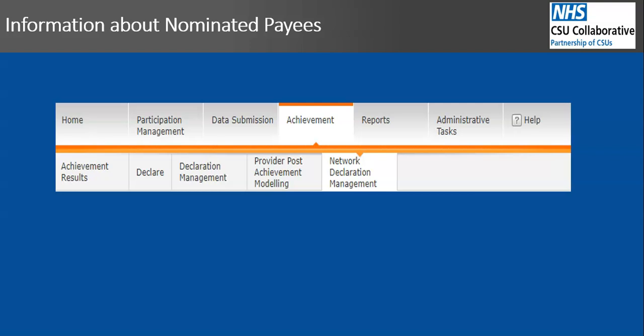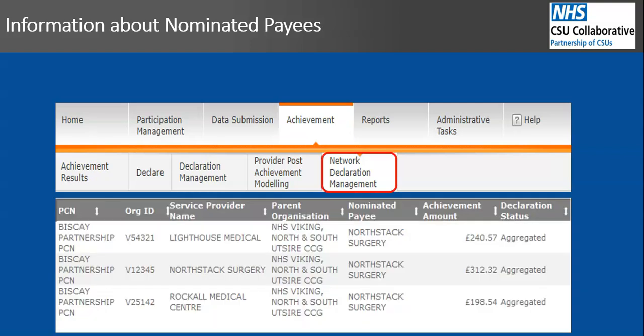Commissioners can easily see who the service provider's nominated payee is by clicking on the Achievement tab, then on the Network Declaration sub-tab, and the nominated payee is displayed within column number 5.